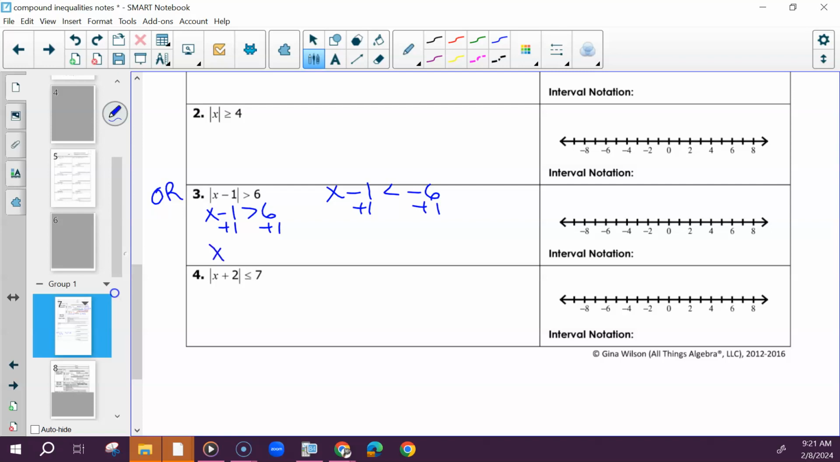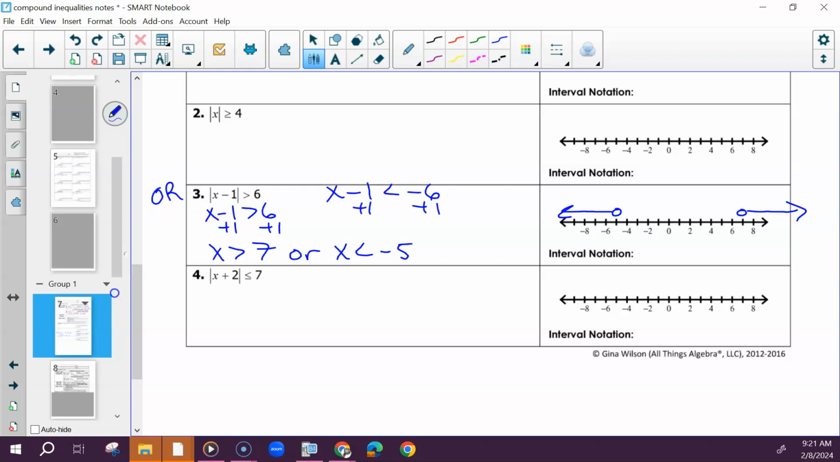We have x is greater than 7, or x is less than, sorry, that should be 7, and then negative 5. Because it's an or, you still need your or when you write your inequality answers. But then we could graph them. X is less than negative 5 would be open to the left. X is greater than 7 would be open to the right.